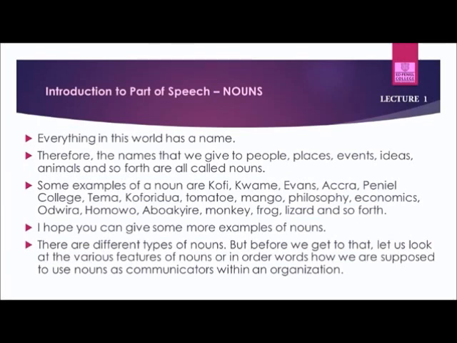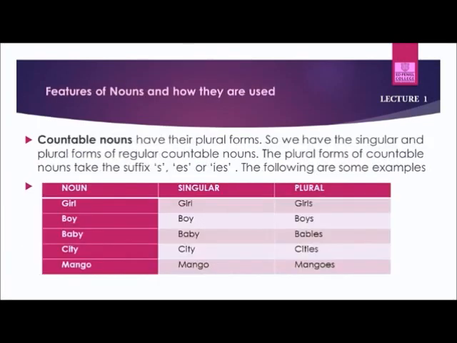which we must take note of, and each type is handled in a particular way. But now we'll look at how we handle nouns in general, what we call the features of nouns. Because as a communicator in the business entity, you should know what to write, so that when you're handling nouns, you handle them properly. Now we should know that there are what we call countable nouns. They are names of things you can count.